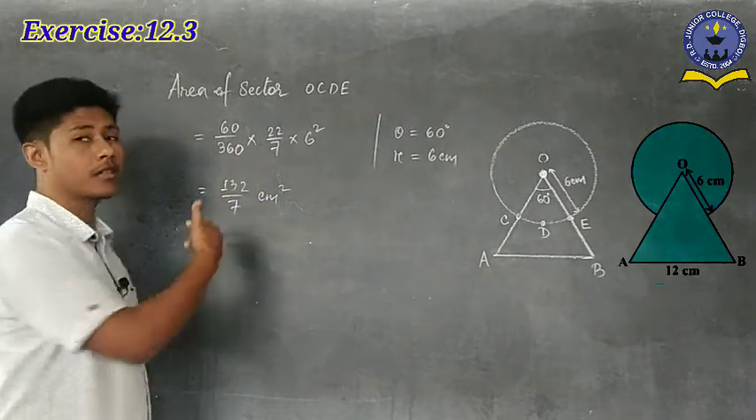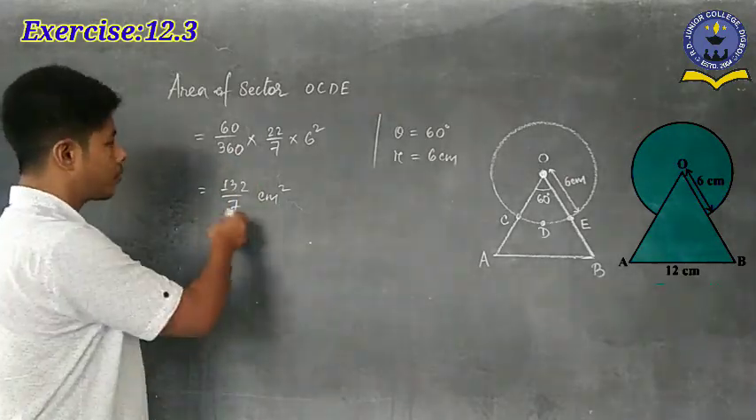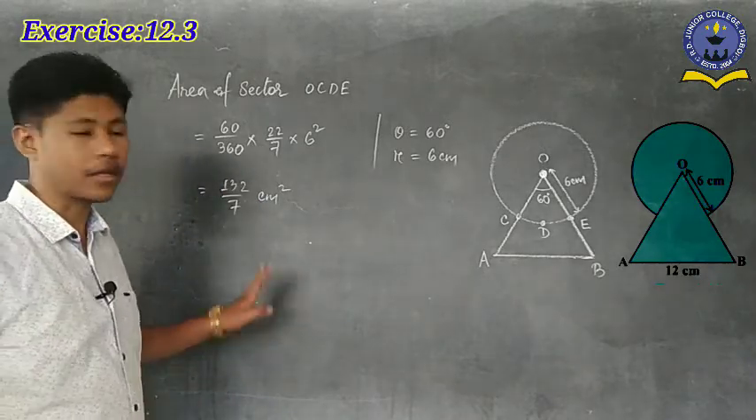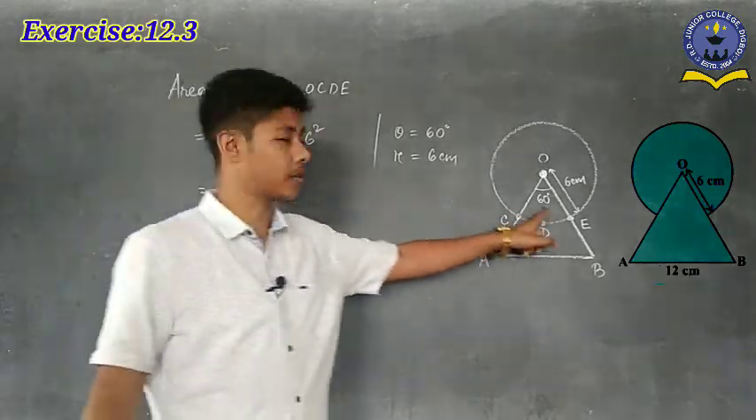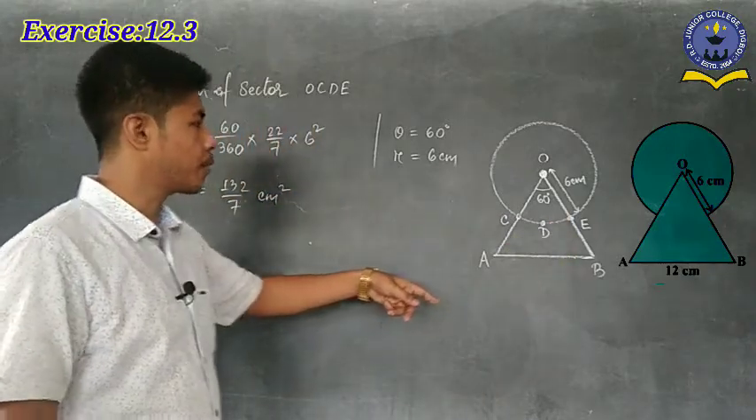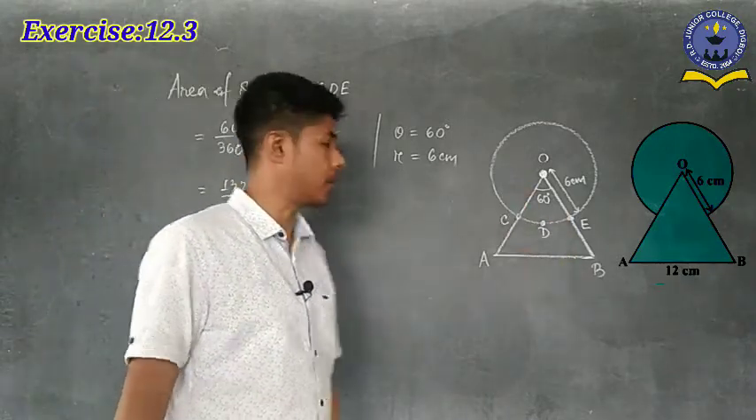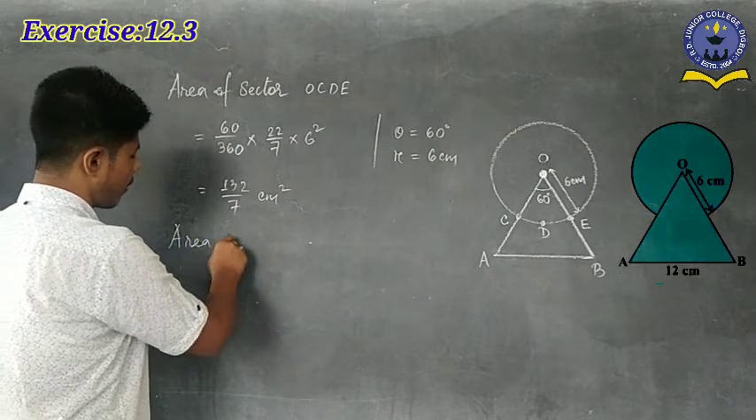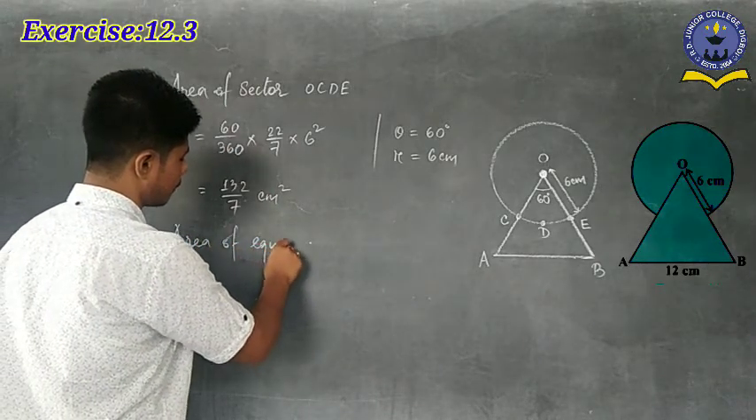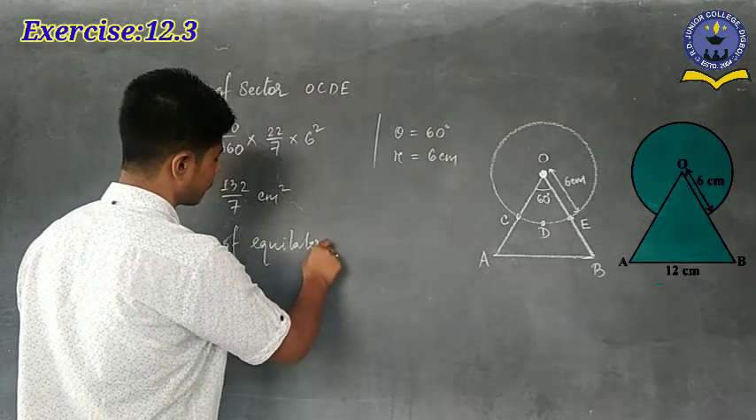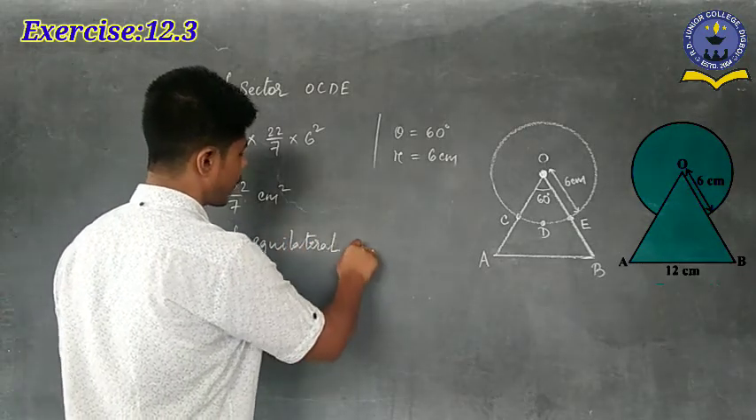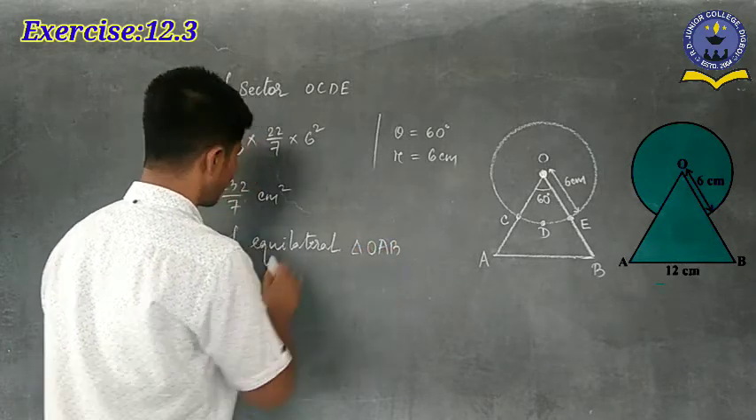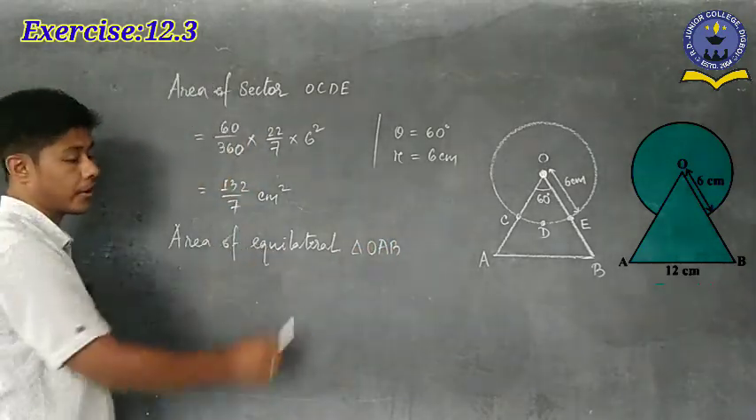So the calculation task is yours, isn't it? You have to calculate this and check whether you get 132 by 7 or not. Is it clear? So this one is the area of sector. Next, we have to find the area of the equilateral triangle, that means OAB.